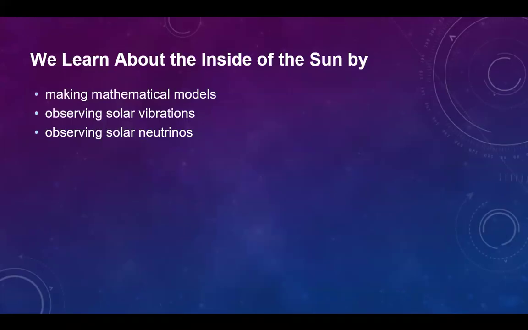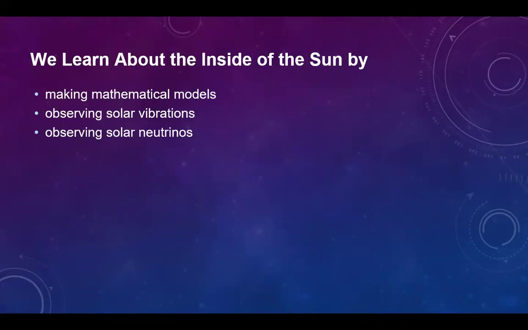So there's three ways we can study the inside of the sun. We can make mathematical models that predict the interior structure of the sun and compare that to what we actually see of the sun. We can observe the vibrations of the surface, and by understanding how those waves propagate throughout the sun's structure, that can give us an idea of what's inside the sun, much in the way we use earthquakes to understand the interior structure of the Earth. Just as we use vibrations of the Earth, we can use vibrations of the sun to get some idea about the interior structure of the sun. It's a little different, but that's the general idea.